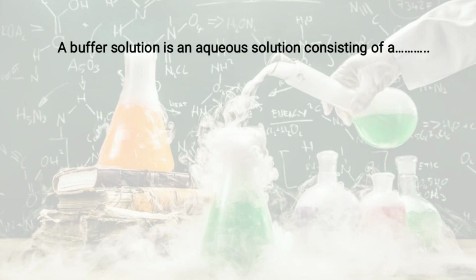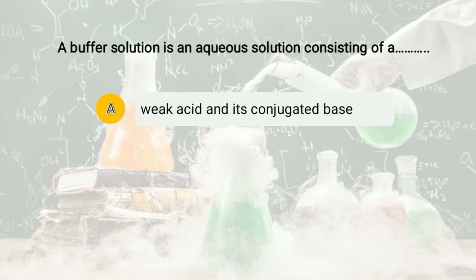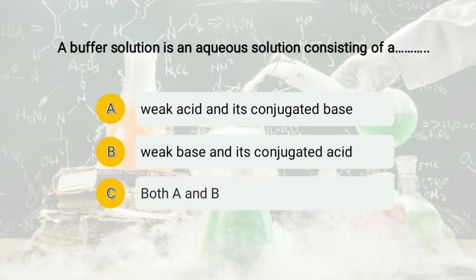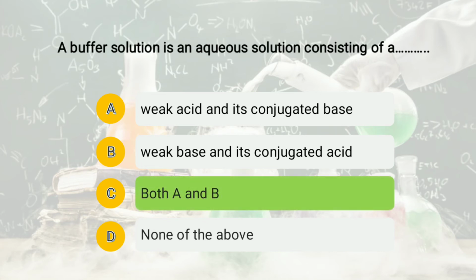The options are A, weak acid with its conjugate base, option number B, weak base with its conjugate acid, option number C, both A and B, and option number D, none of the above. So the correct answer for this question is option number C. That is weak acid and its conjugate base and vice versa.